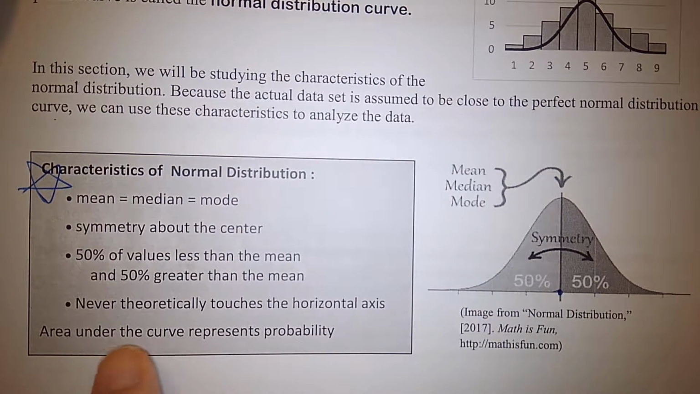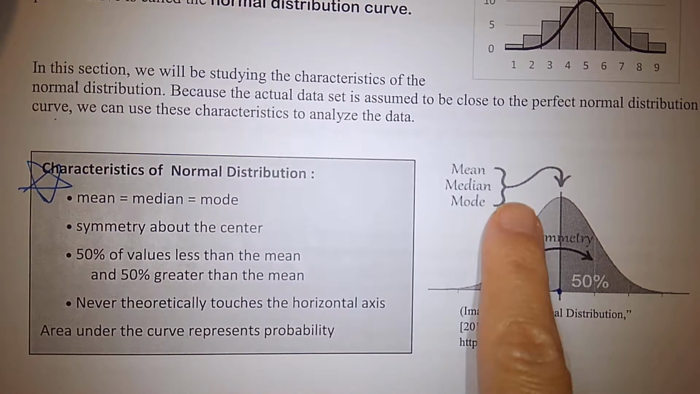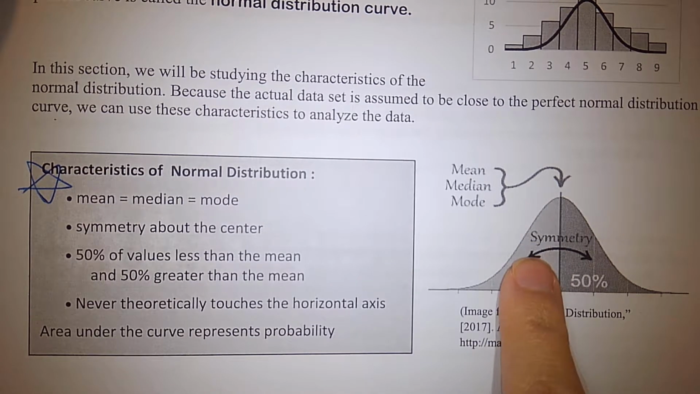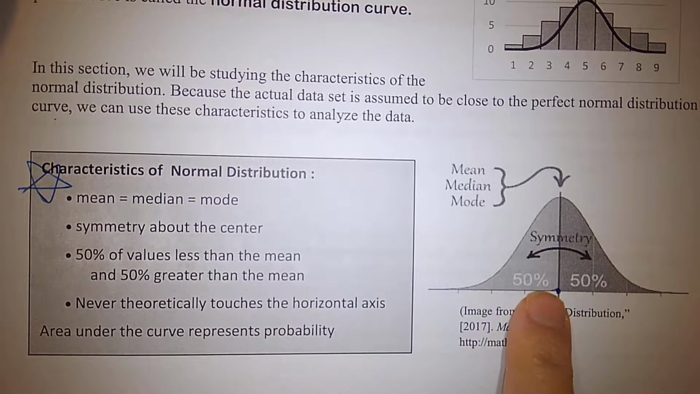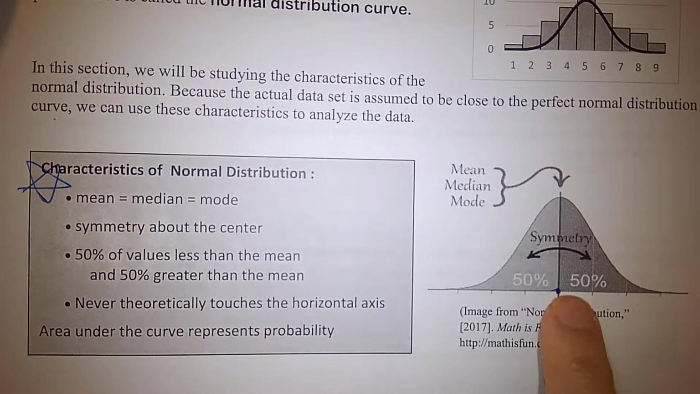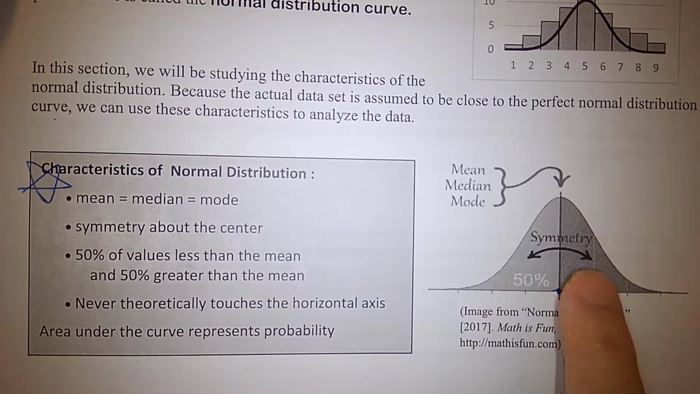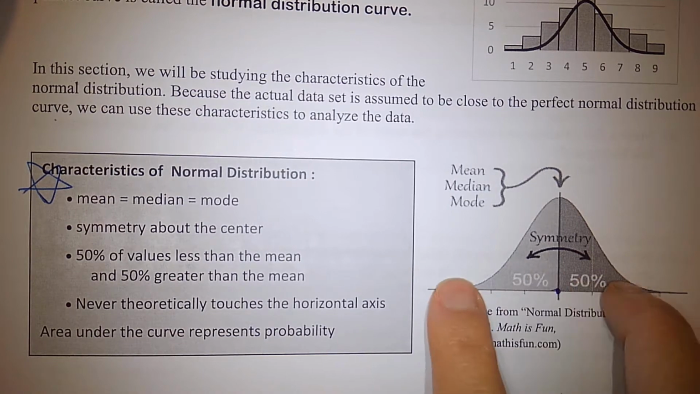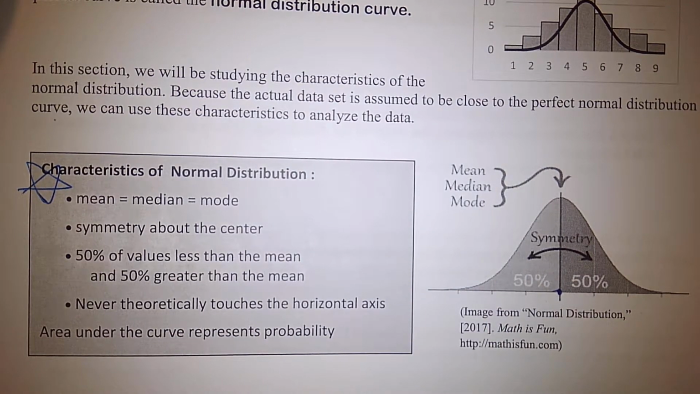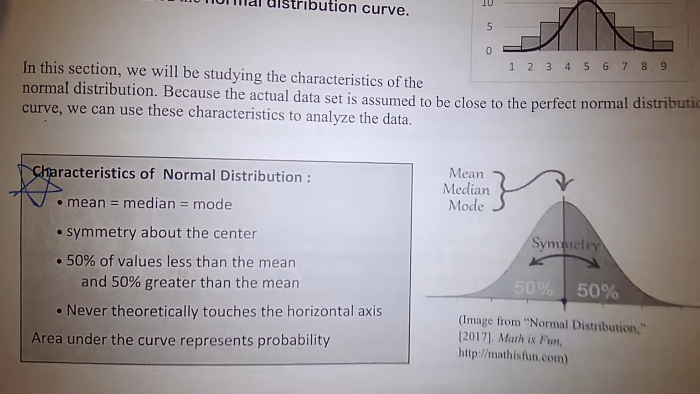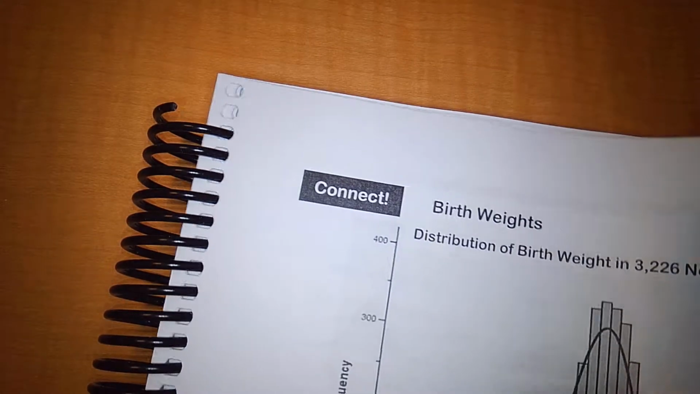The area under the curve represents probabilities. That means 50% of the data values are less than the mean, and 50% of data values are greater than the mean. We represent probabilities, 50% on each side. So we briefly know this. And then let's turn to page 190.